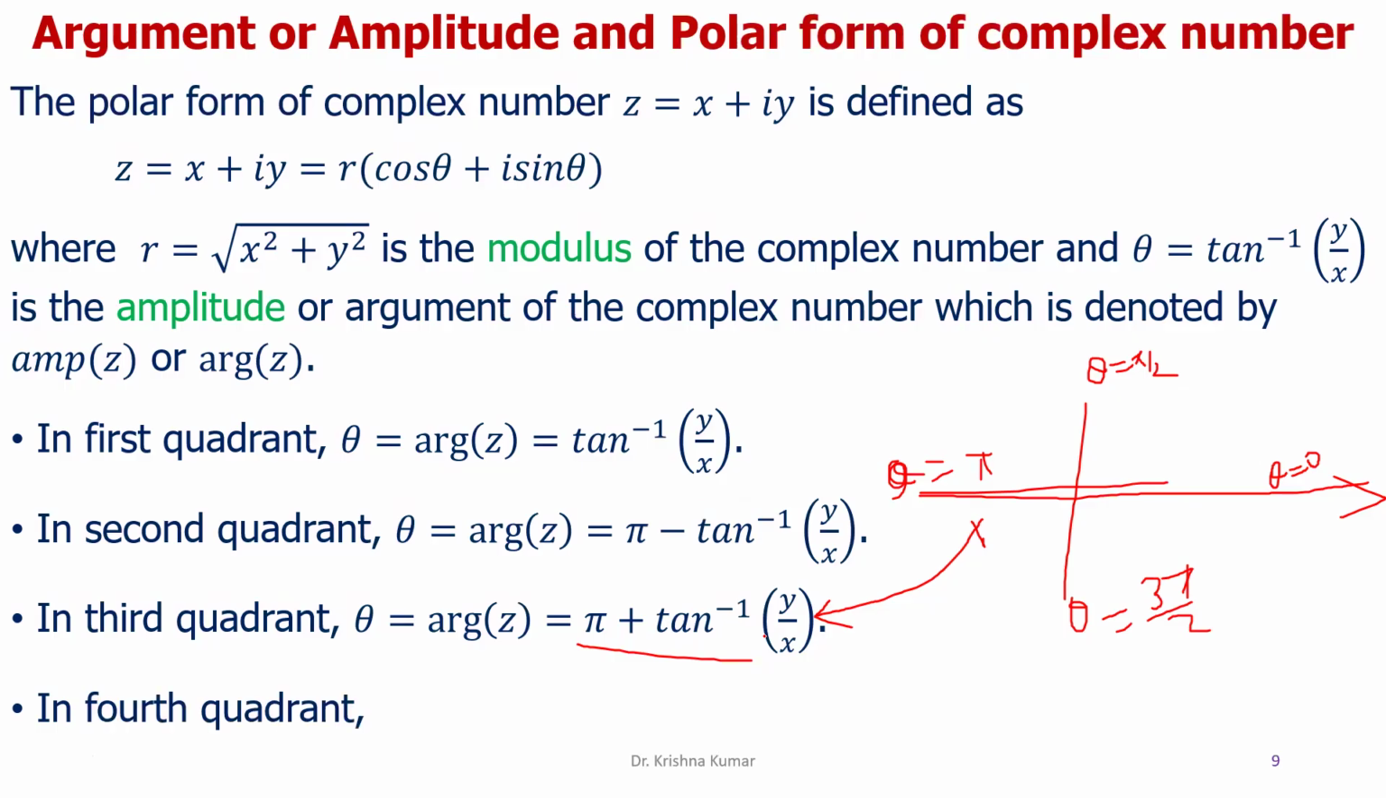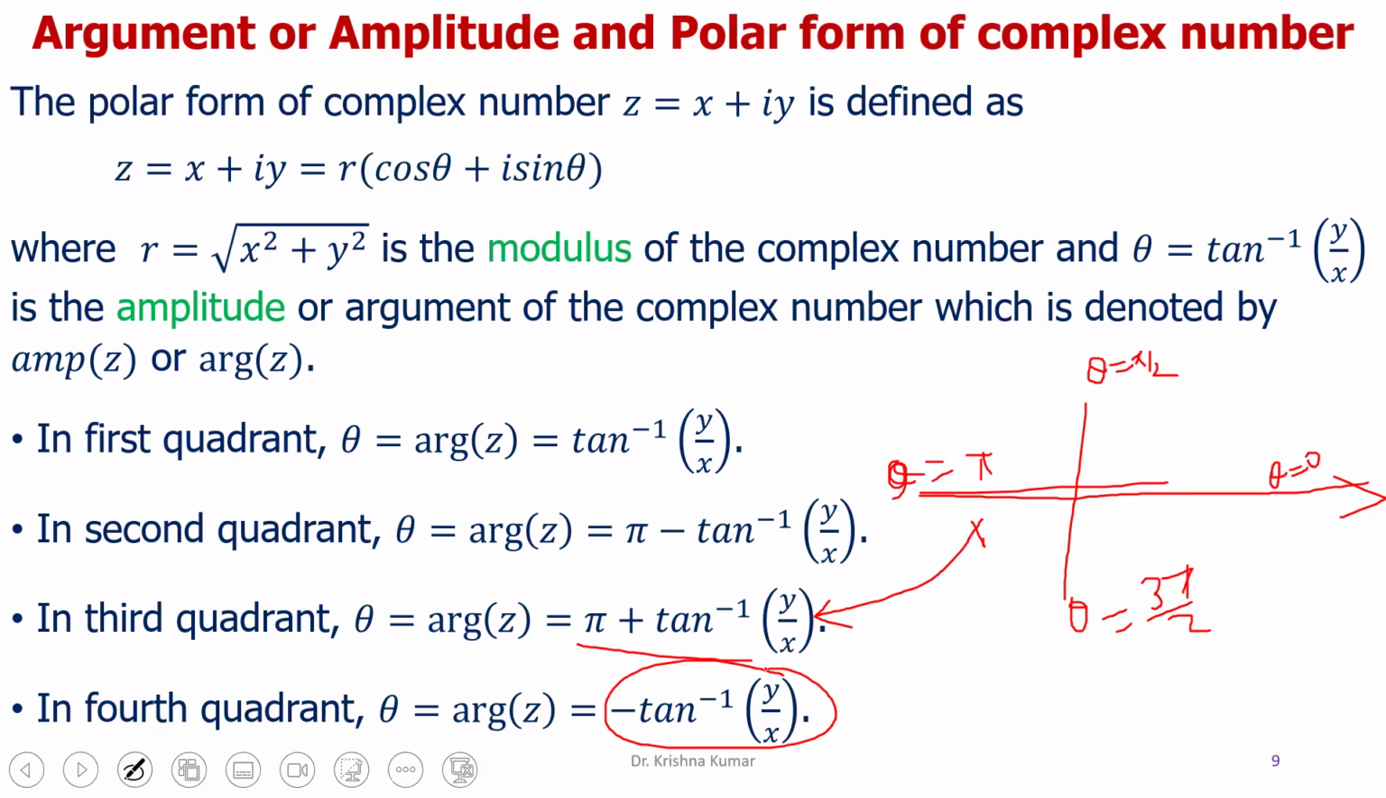Similarly, in fourth quadrant, theta is equal to argument of z, which is given by minus tan inverse of y by x, or sometimes it can also be written as 2 pi minus tan inverse of y by x. So these are the different, very important terminologies in complex numbers, which are modulus and amplitude or argument of a complex number.